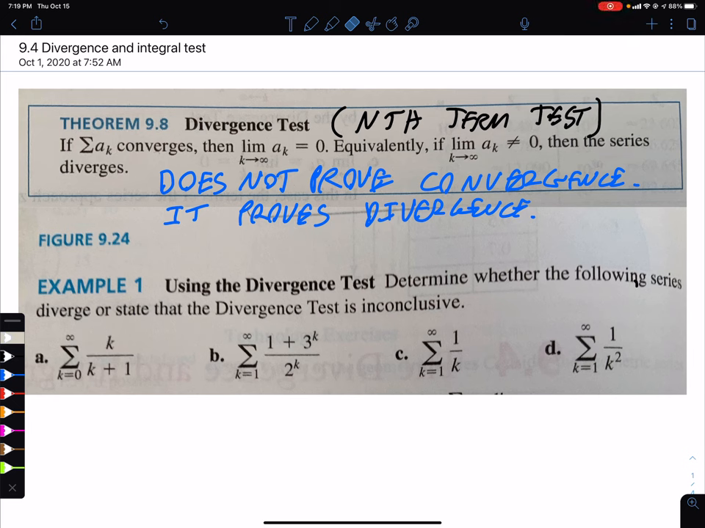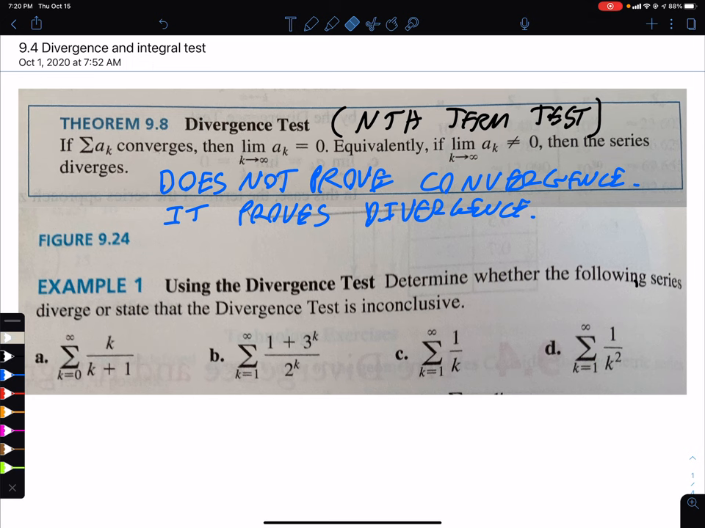This will be a video on section 9.4, divergence and integral test. So we're going to start with the divergence test, and it's also called the nth term test. You need to know both of those names. I know in AP tests I've seen them called nth term test, and if you don't know what that means, you might be a little confused.